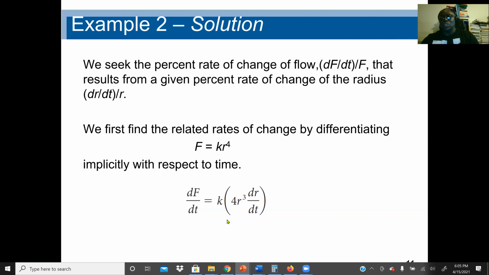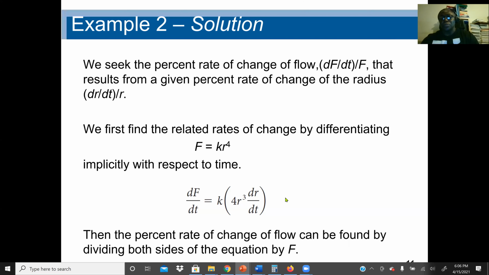Now, based on the question, they will give us the K. If they don't give us the K, then we're just going to find the model. Or they can give us the radius and the K, then we can find the rate of flow of the blood. But in this case, we're just looking for the model.